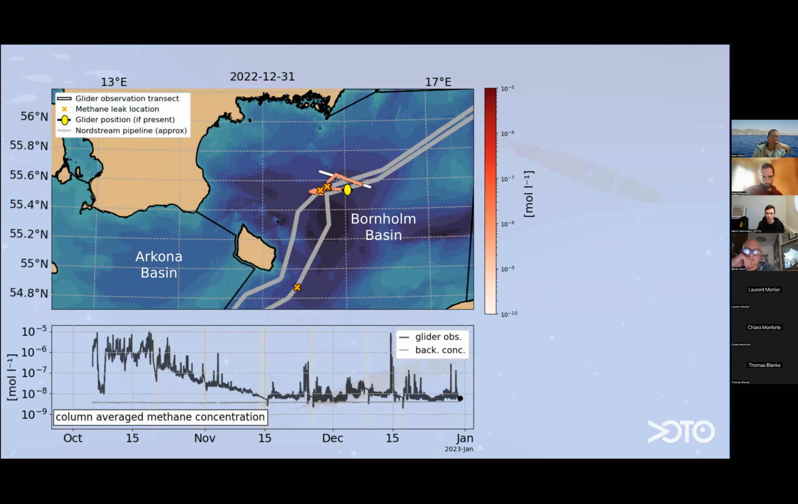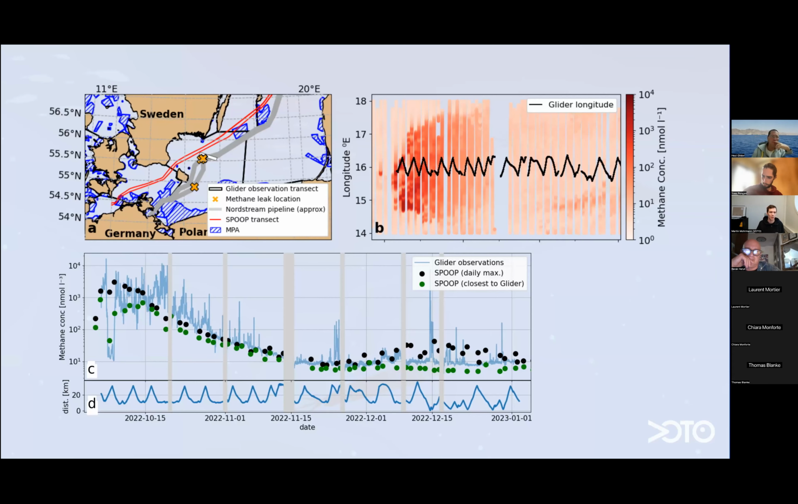Now, as I mentioned, for comparison, we also worked together with a group that has data from the ship of opportunity along the red transect, and you can see how this data looks in a Hovmöller diagram, the surface methane concentrations in panel B. And then in panel C, I compare the glider observations, the blue line, with the observations from the ship of opportunity, the colored dots, and they agree quite well.